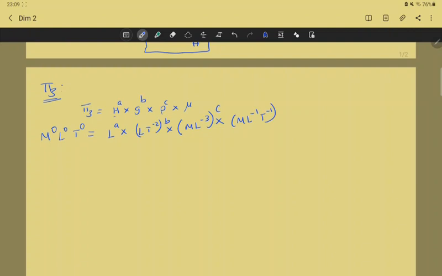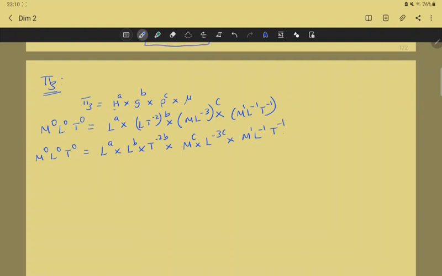Now let us expand on this equation. So m power 0 l power 0 t power 0 equals l power a times l power b times t power -2b times m power c times l power -3c times m power 1, that is what it means. l power -1 times t power -1, that's fine. Now let us equate the powers.